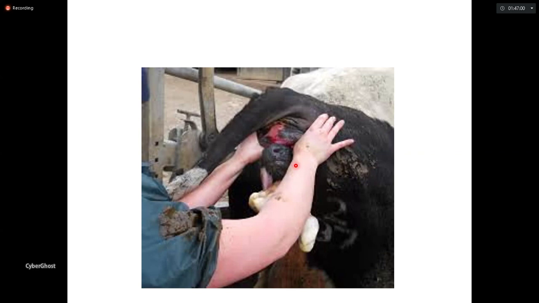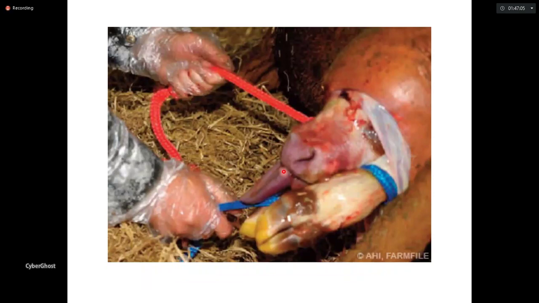Under such situations we have to provide this kind of assistance, right? You can use these ropes and try to drag it out through the vagina of these animals, or the vulva of these animals, right?